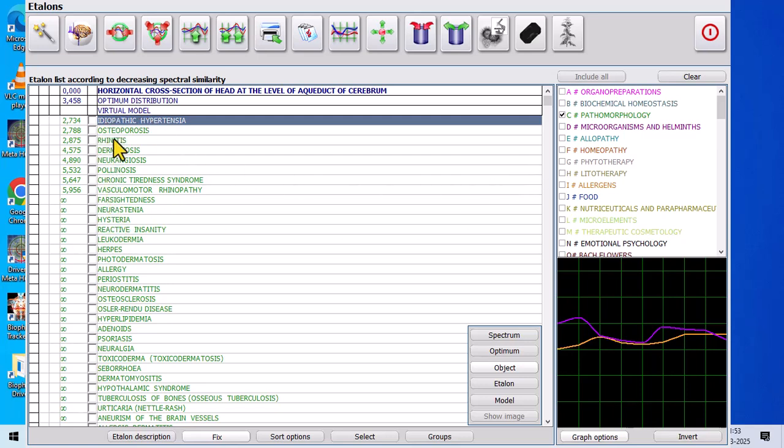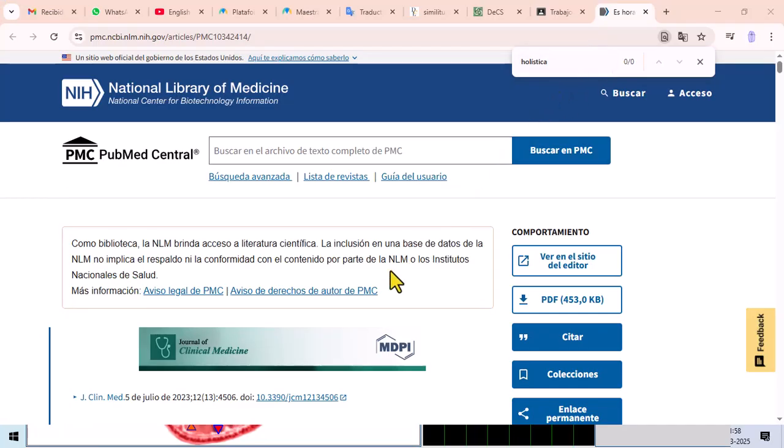Now, what is the use of this information? To show the usefulness and relevance of spectral similarity analysis, which characterizes the Metatron device, I'm going to show a publication from the US library and an interesting article that says it's time to adopt quantum medicine. It's time to adopt quantum medicine.